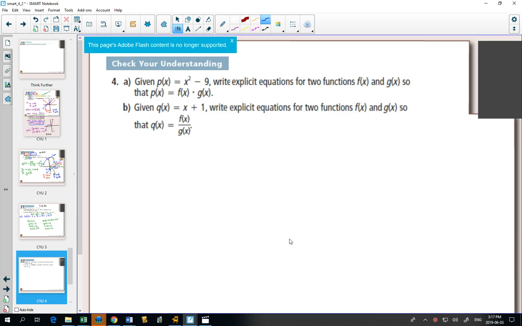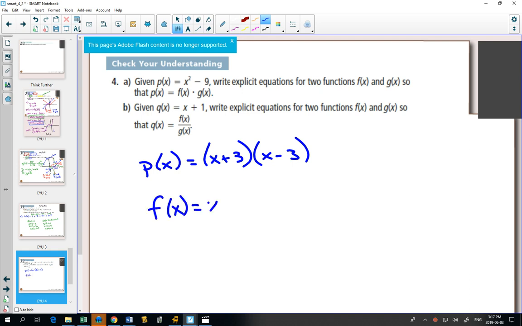Now, we need to find two things that multiply to equal x squared minus 9. I think what they're looking for, since p of x is x squared minus 9, can you see that you could have factored that? x plus 3, x minus 3. So I think what the textbook was hoping you'd say is, let's make f of x equal to x plus 3 and g of x equal to x minus 3.